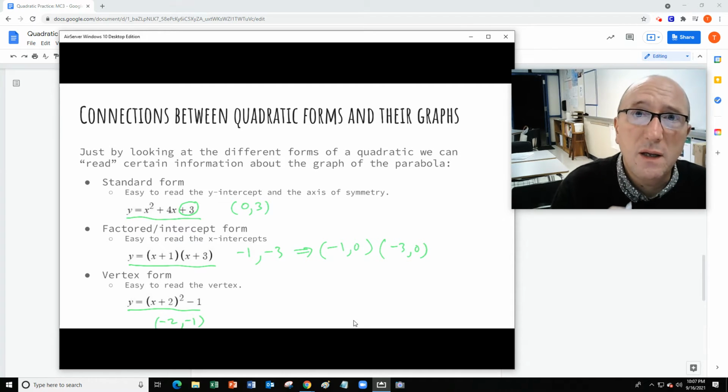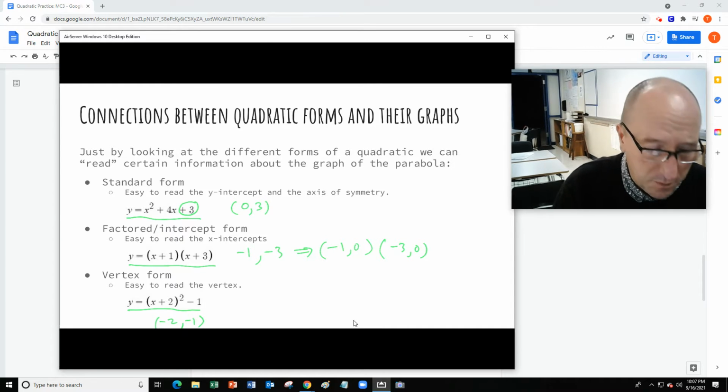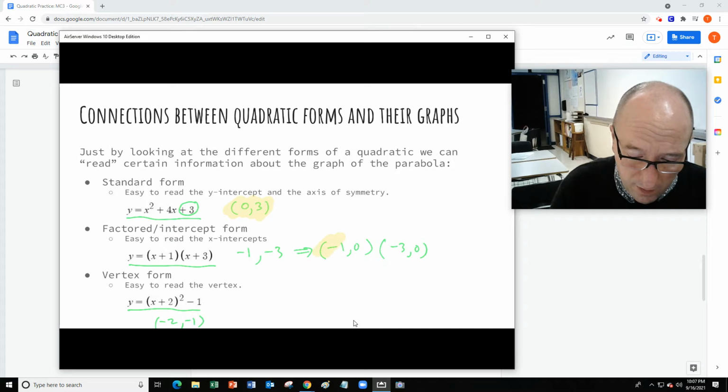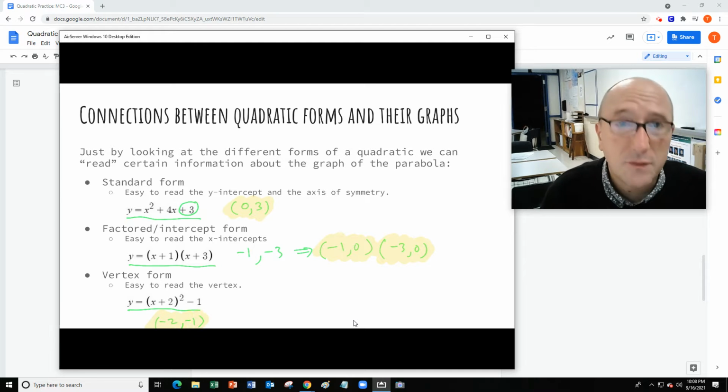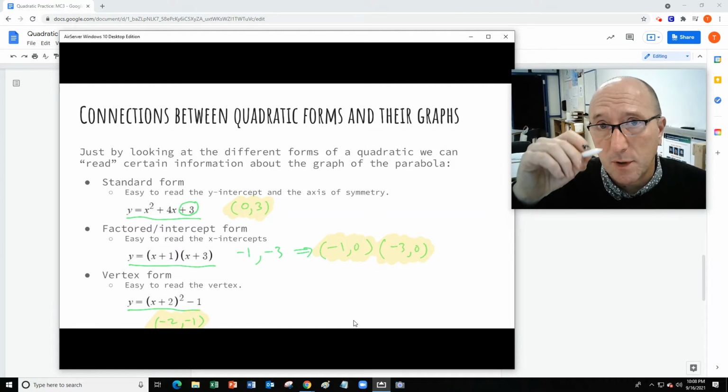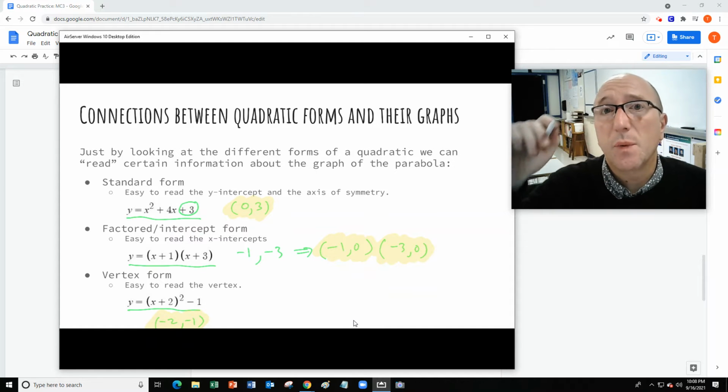So notice how we have 4 separate points from looking at these three different forms. I'm going to try to highlight this with my highlighter pen. We have this point, 0, 3. We have this point, -1, 0. We have this point, -3, 0. And we have this point down here, -2, -1. So there are 4 different points there. You can take those 4 points, plot them on a graph, and connect them with a parabola curve, either a parabola curve that opens up or a parabola curve that opens down.